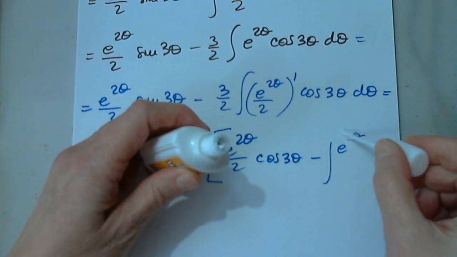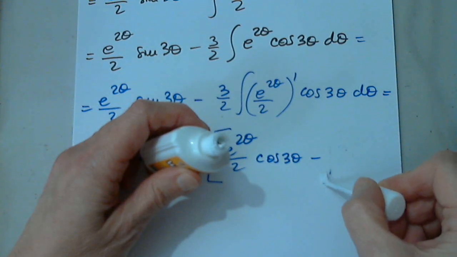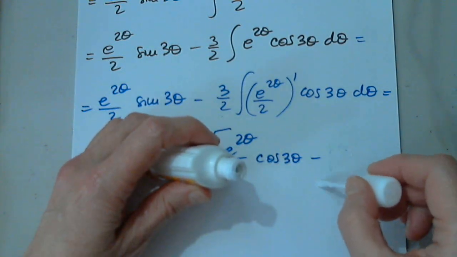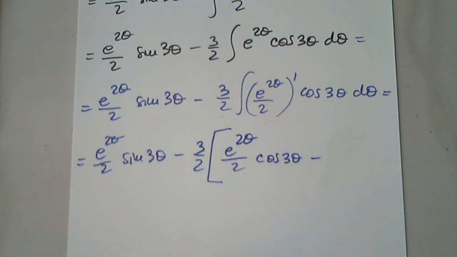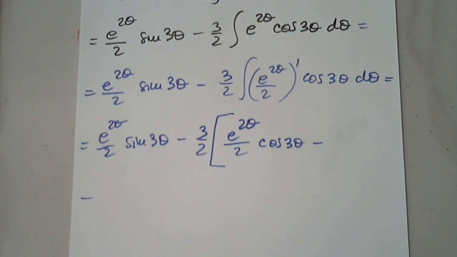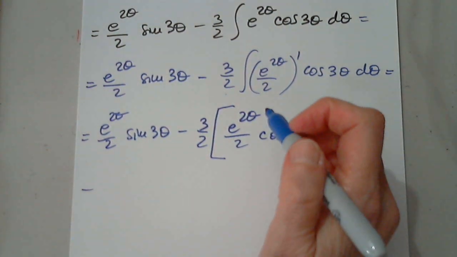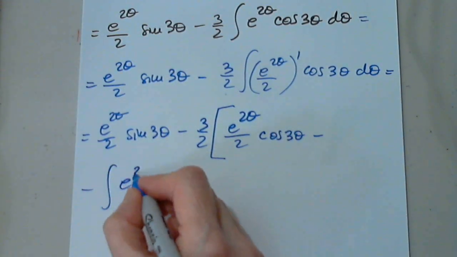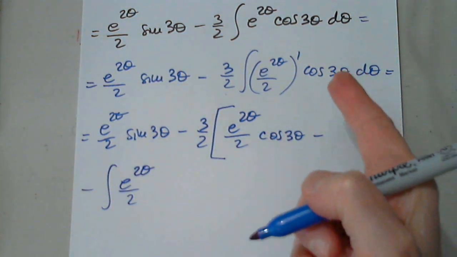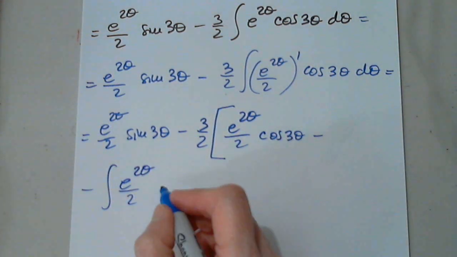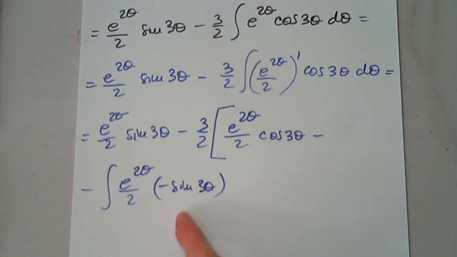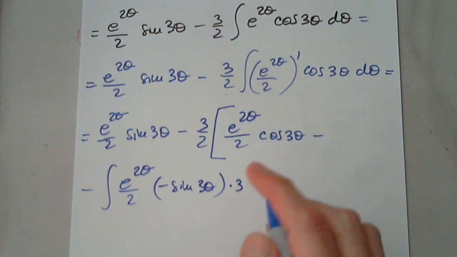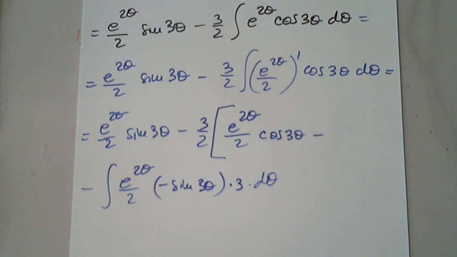So I'm going to do this. There are not two minuses here. Just this minus says look for something else that follows. Okay, minus the integral of e to the 2 theta over 2 times this prime, which is negative sine 3 theta, don't forget parentheses, multiplied by the inner function prime and times d theta. Okay.